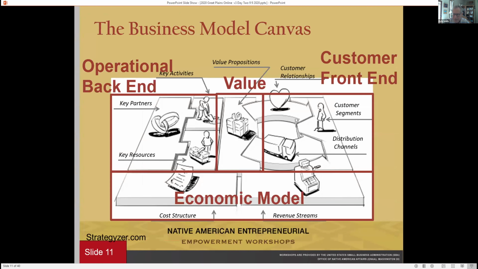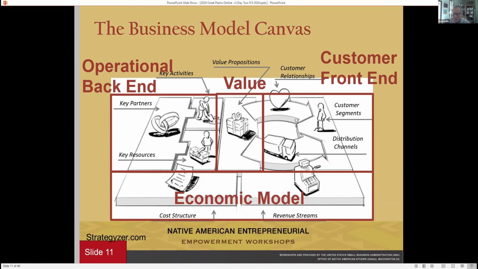They call it the front end on the right side, the customer front end, the operational back end, and in the center is the value. And the bottom is the economic model, which Pete talked about, is the numbers. Can you make money or lose money? So those are sort of like the rough schematic of this canvas model.